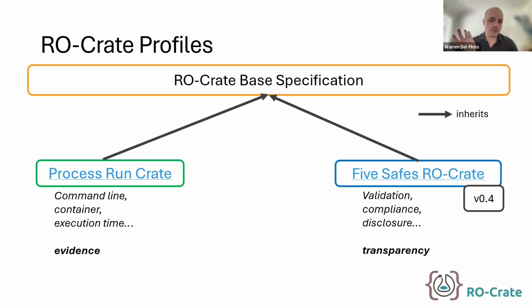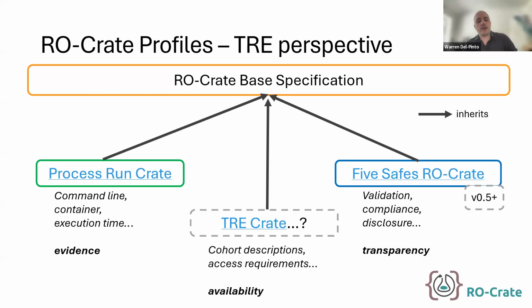So we're starting with profiles like these that already exist. There's already tooling being developed for them. In the case of the 5 Safes Crate, some of it's being finished off shortly. So those exist and are usable right now. But in this process, we might either end up with a new version of the 5 Safes Crate, which is the v0.5 plus there, or we might end up with an entirely different profile.